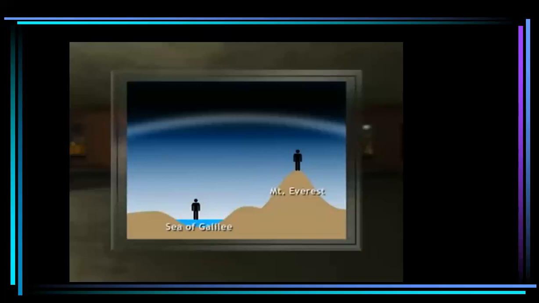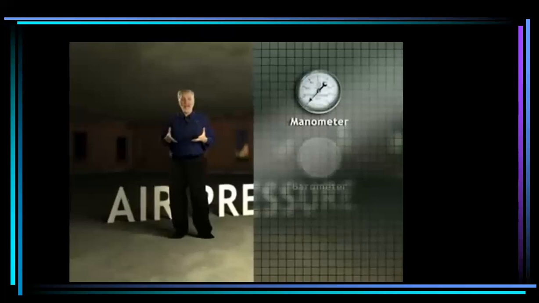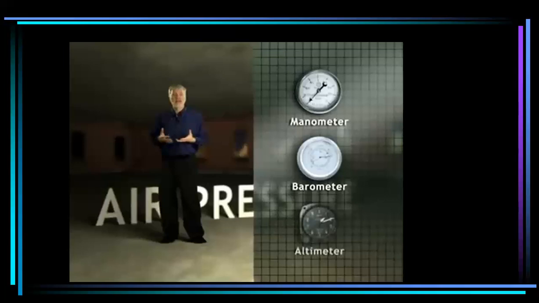The farther from Earth's center you stand, as on Mount Everest, the fewer eggs above you and the less pressure. The closer to the center of the Earth, as in the Sea of Galilee, the more eggs above you and the greater the pressure. We can measure the air pressure using different instruments. We have manometers and barometers. The barometers can be mercury barometers or aneroid barometers. An altimeter is basically an aneroid barometer.